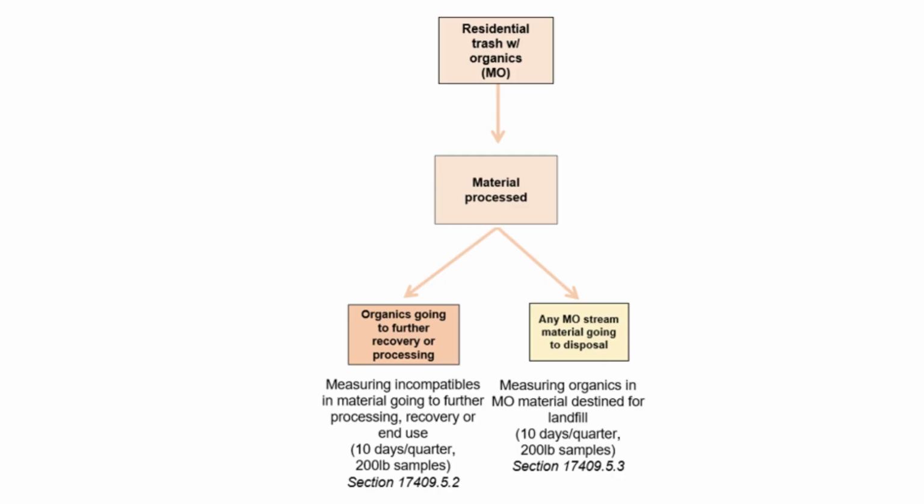Now we're going to move on to our last stream, the MO stream. This is that residential trash bin where organics are allowed to be placed in that bin by the jurisdiction. This stream is processed at Trash City. Trash City is recovering food waste from this stream, and they tell me that the food waste is going to compost, which is considered further processing or recovery. Therefore, this food waste, this organic material type derived from the MO stream, is subject to measurement, right? Again, it's a 10-day measurement period, 200-pound sample. Each time material from this stream, or this food waste, is being sent off site during that 10-day period.